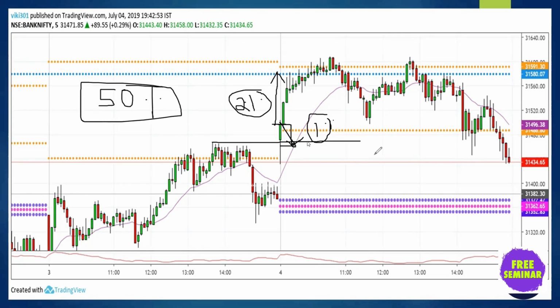That is what professional traders focus on. Professional traders are not successful because they have some magic indicator or magic strategy. They are successful because they focus on risk reward.